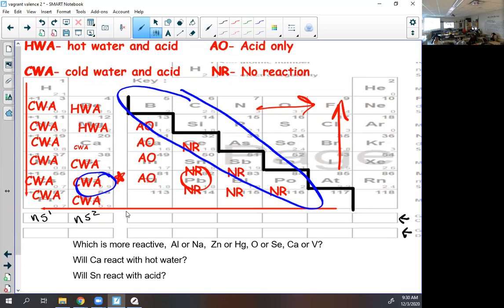Okay, now you got to write really small. This one was NS2 NP1, NS2 NP2, and you just keep repeating. You're adding 1 to the P each time until you get to this box. So NS2 NP3, NS2 NP4. That looks like a U, but I promise it's an N.